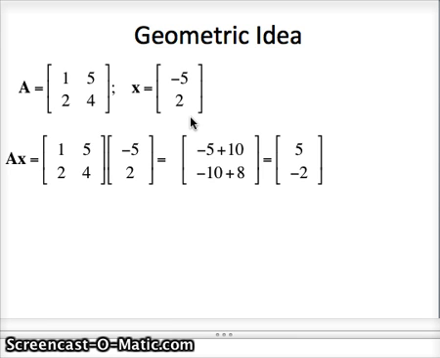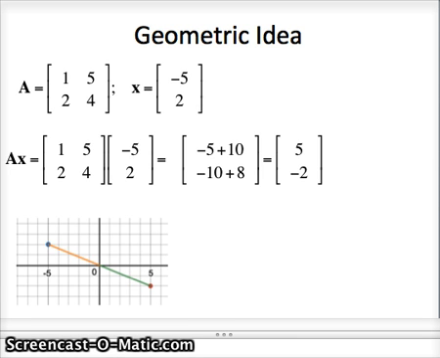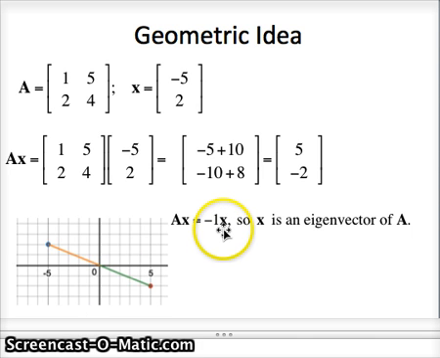Well, in fact, they're pointing in opposite directions, but Ax is a multiplier of x. So we can see that here is negative 5, 2, which is x, and here is 5, negative 2, which is Ax. And you can certainly see that 5, negative 2 is negative 1 times x. So Ax is negative 1 times x. We will say that x is an eigenvector of A, corresponding to which eigenvalue? Corresponding to the eigenvalue of negative 1.